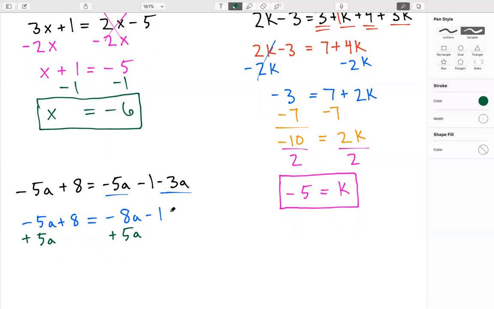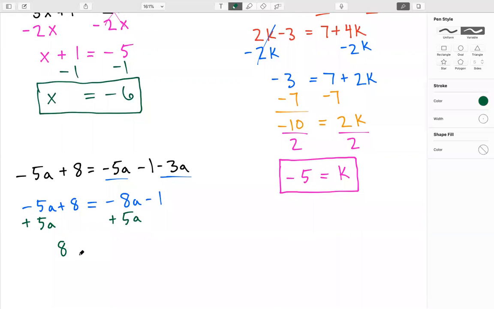So you guys, before, we didn't actually change any value on the right side to the left side in this step right here. Now we're actually changing it. We're adding something to the left side, so we have to add the same thing to the right side. Negative 8 plus 5 is negative 3a minus 1.